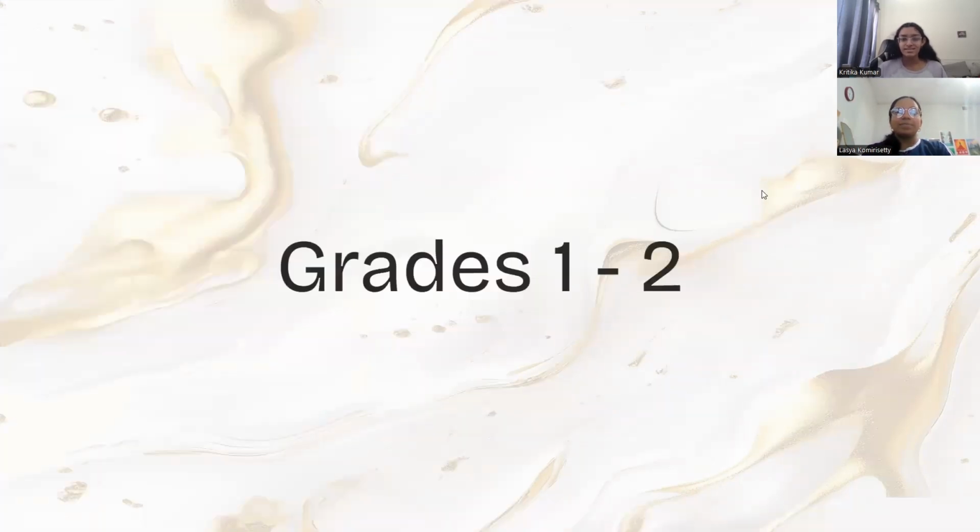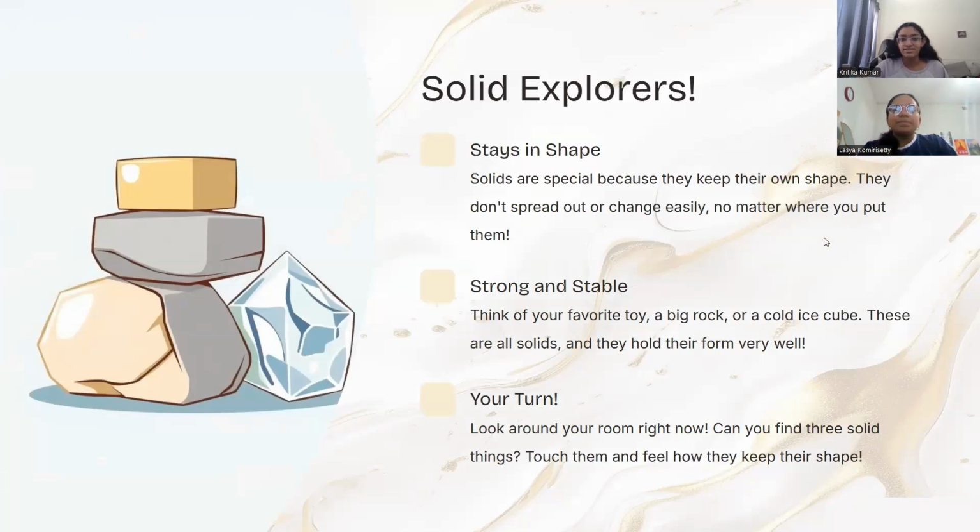Okay, so the next couple slides are for grades 1 to 2. Solid explorers. So let's start talking about solids. Solids stay in shape. They're special because they can keep their own shape. They don't spread out or change easily no matter where you put them. They're strong and stable. So think of your favorite toy, a big rock, or even a cold ice cube. These are all solids and they hold their form very well.